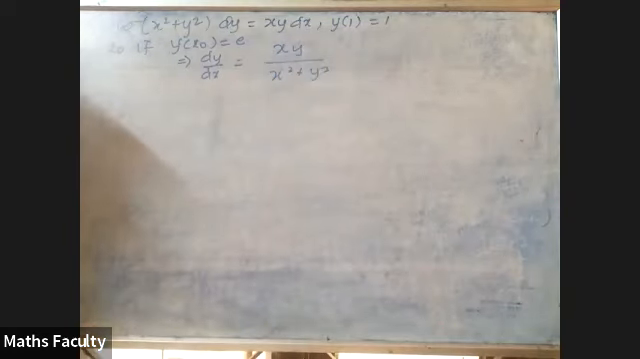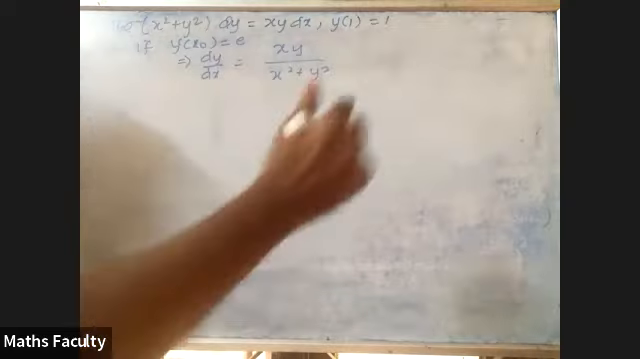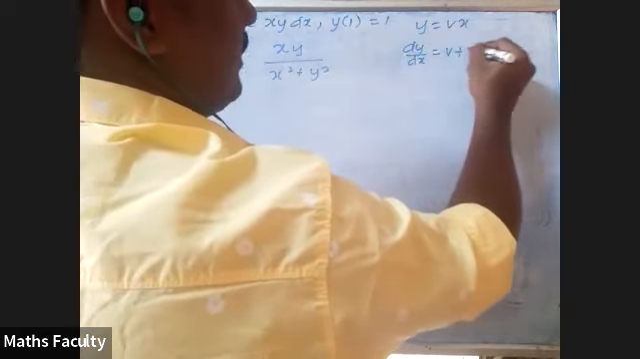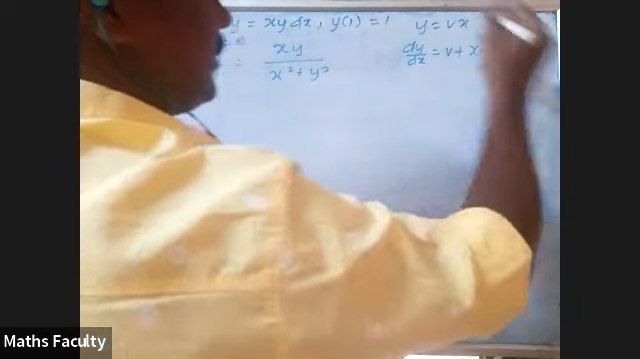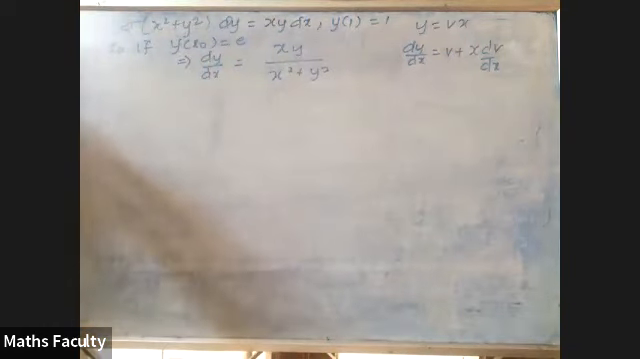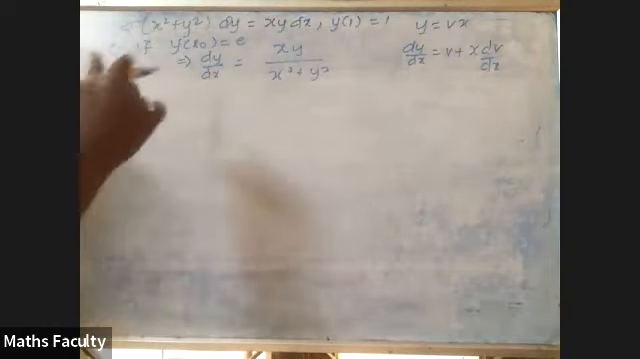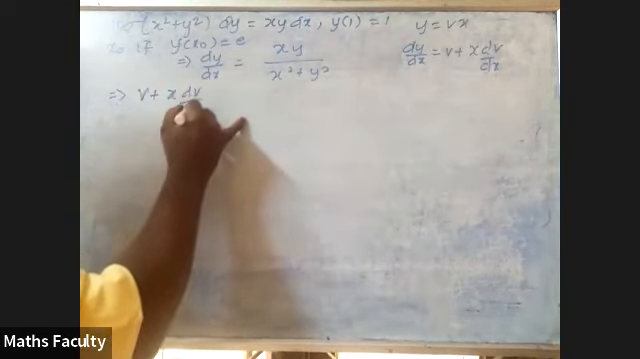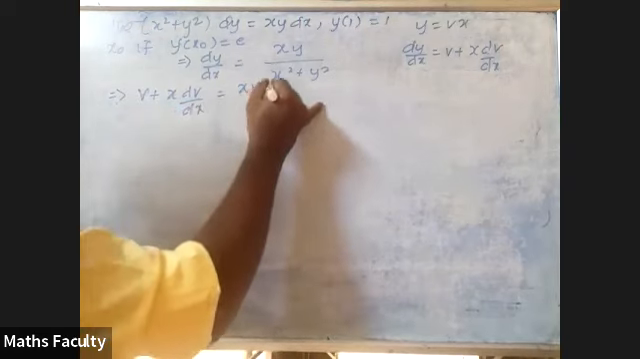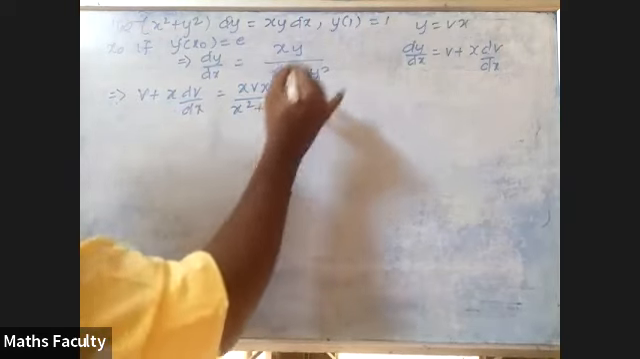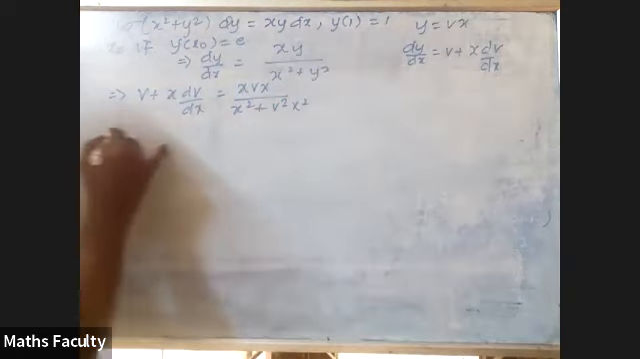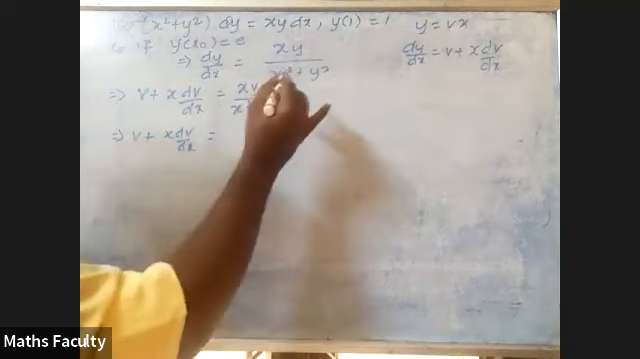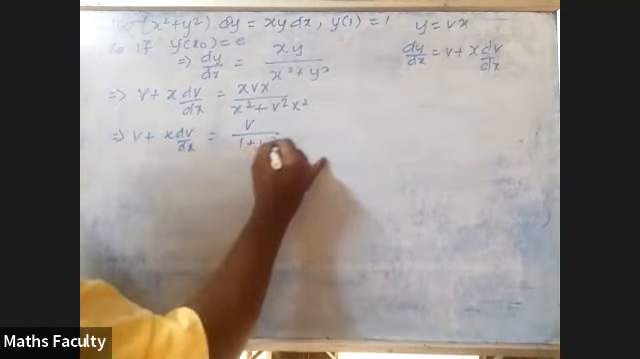Then the first step is what? Put y is equals to vx. Then I can write dy by dx is equals to v plus x dv by dx. Now you substitute the values. I can write this as v plus x dv by dx is equals to x into vx, divided by x square plus v squared x squared. So v plus x dv by dx is equals to, x square cancels, v divided by 1 plus v square.